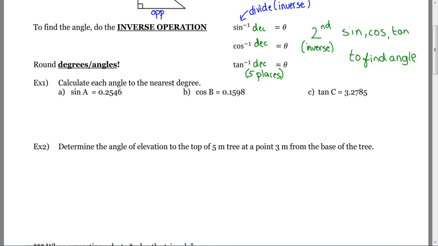Okay, calculate each angle to the nearest degree. So we need to get A by itself, so we divide by sine. To divide by sine in the calculator, we would do sine to negative 1, which is second sine. So we type in our calculator, second sine of 0.2546 should be 15 degrees. And I rounded up.